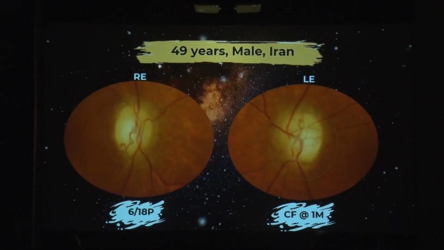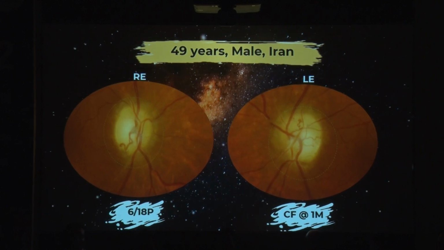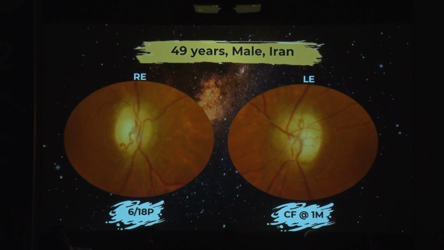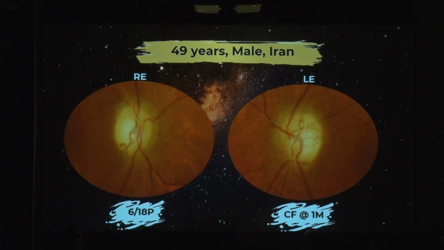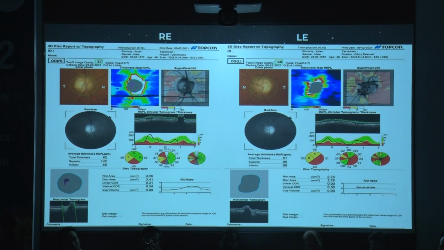Let's look at this gentleman who came from Iran with 6/18 partial vision in the right eye and finger counting at 1 meter in the left eye. He had atrophic papilledema. In spite of the 6/18 partial vision, there was a complete constriction of the visual fields. This is the 10-2. However, what you will notice here is that the OCT of the optic nerve head is fine, but that doesn't indicate there is no swelling. It in fact indicates that the nerve is actually dying.